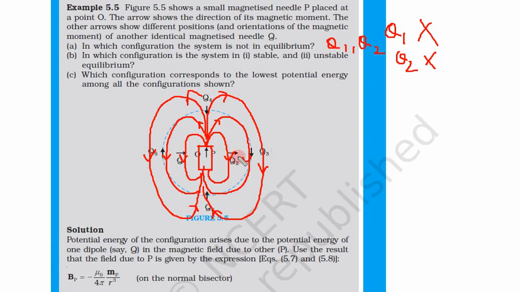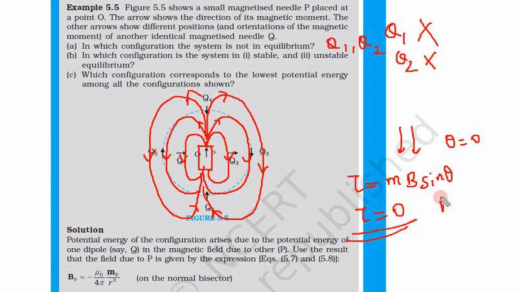Now case 3. So if you see Q3, Q3 is in this direction here and magnetic field is also in this direction. Both are in same direction. So what is the angle? Theta is equal to 0, tau is equal to m b sin theta. So tau is equal to 0. So that means this is equilibrium. Q3 is in equilibrium.